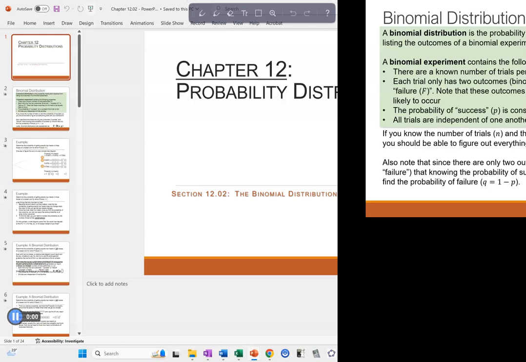Also known that since there are only two outcomes, success and failure, if I know the probability of success, then the probability of failure should just be 1 minus the probability of success, right? Because it has to be 100% something happened. Is everyone okay with this?